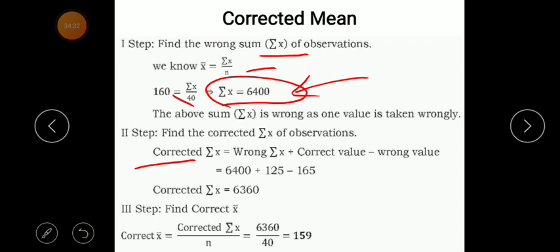So the corrected total is 6400 plus 125 minus 165, which is 6360. Now you know summation x, that is your corrected total. The total number of values remains the same, n is 40 itself. So find the correct mean. The corrected mean equals corrected summation x divided by n, which is 6360 divided by 40, which equals 159. So this is your corrected mean. This is how we have to find it.